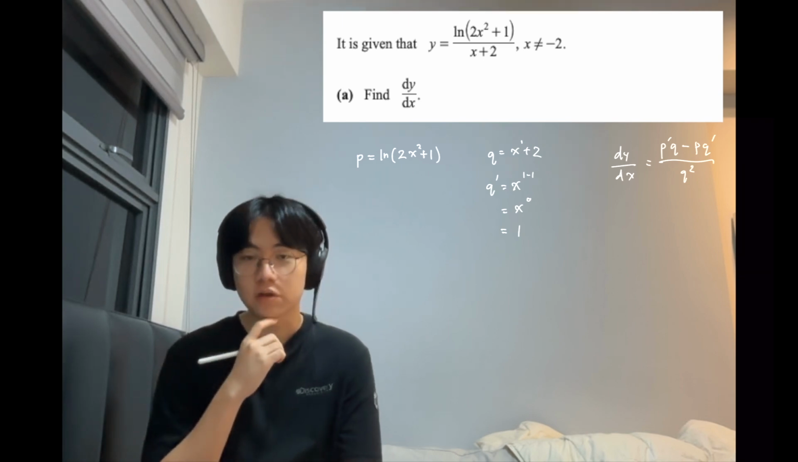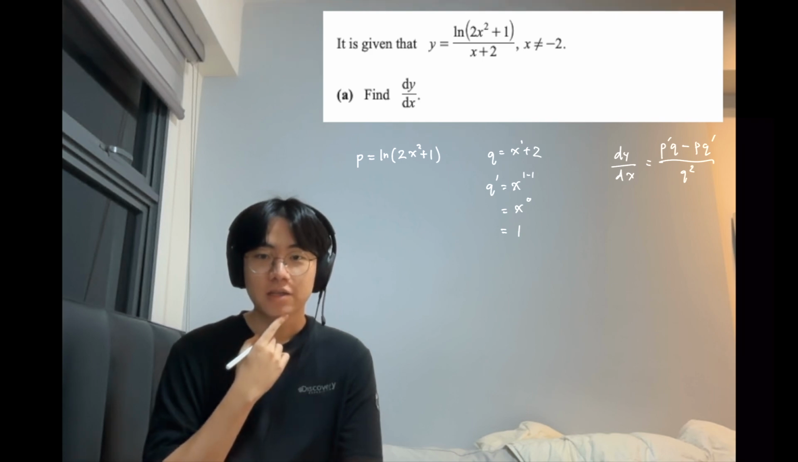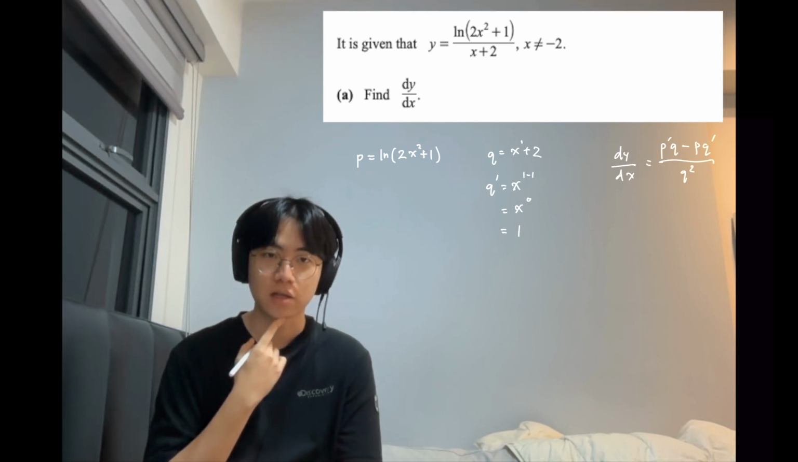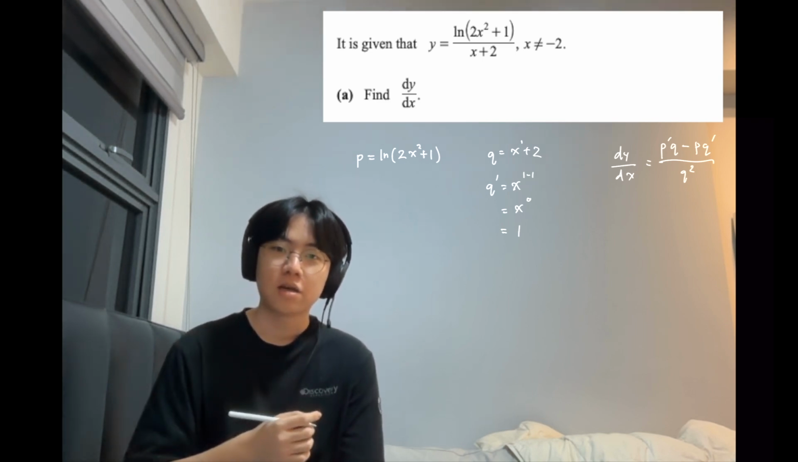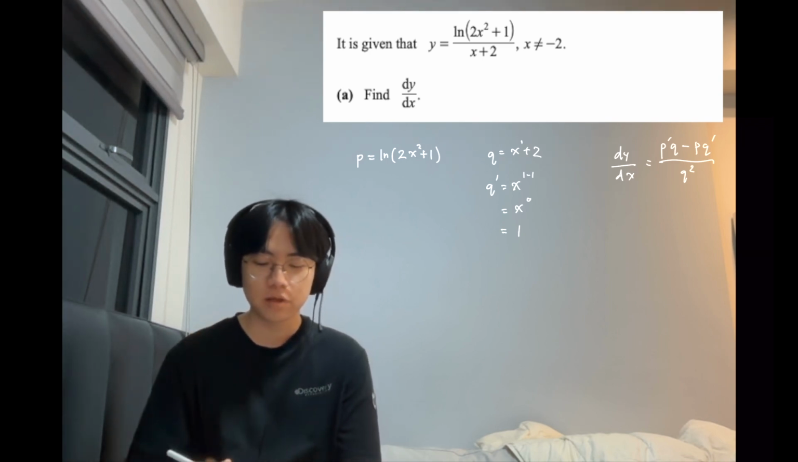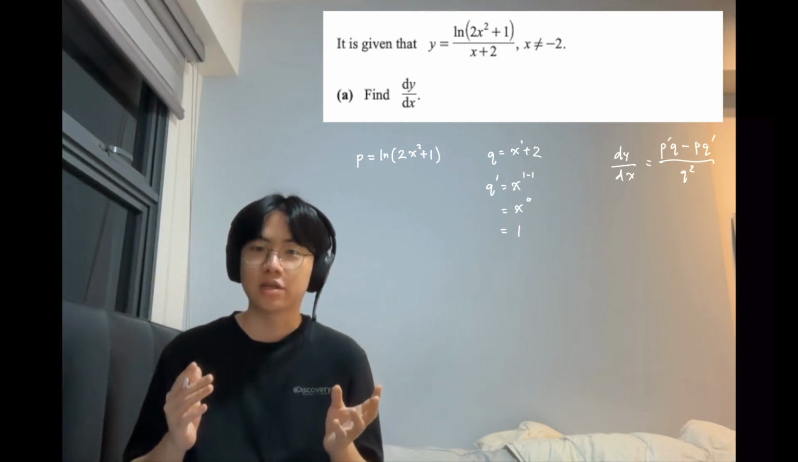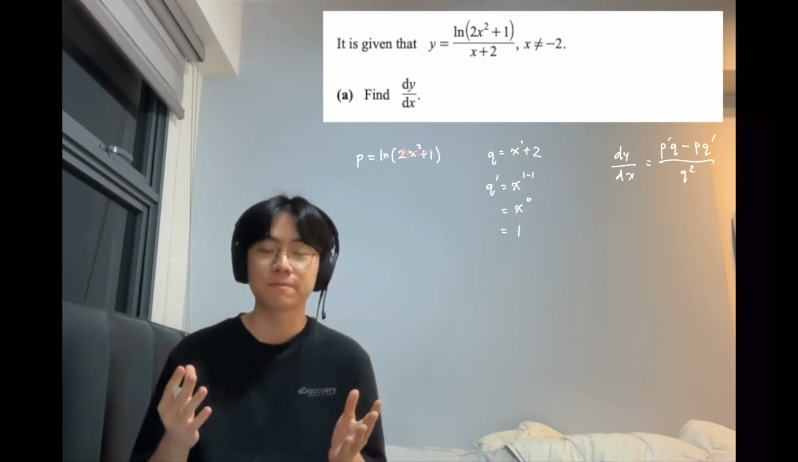Next is the trickier part. We have ln(2x² + 1). If you know how to differentiate ln x, then it would be pretty straightforward. But now we're dealing with ln and some complicated stuff inside, right? This is where you would use something called the chain rule. I didn't go over it before, but I might talk about this in another video. The best way to think about the chain rule is to think about what's on the outside first, right? I don't care what's on the inside first. I'll think about it later. But what's on the outside?